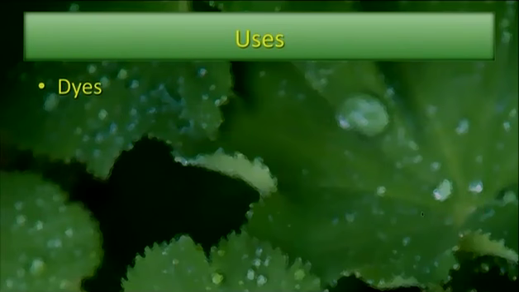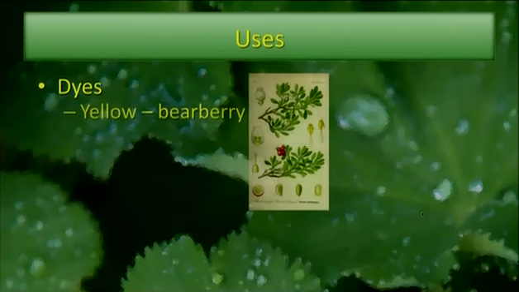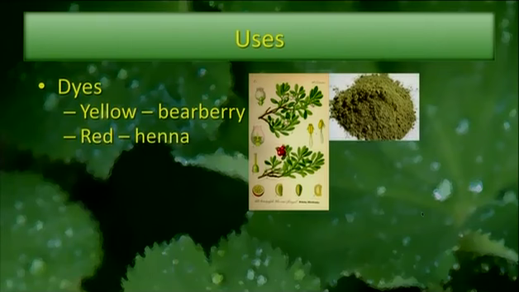Now, dyes come from plants also. Yellow comes from bearberry, and locally you can get a yellow dye from olena, also known as turmeric, Curcuma longa. Red can come from henna. You know those henna drawings that brides make on their hands and their feet. And locally, you can get a rose-colored colorant from akala or Hawaiian raspberry.